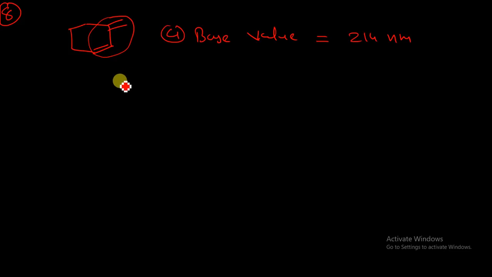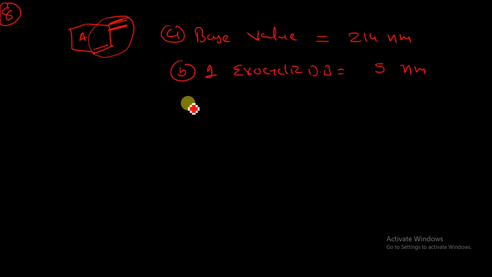The second thing you have to consider is the exocyclic double bond. So this is my ring. Here I have a double bond that is exocyclic to the ring. So I have to consider one exocyclic double bond. For each exocyclic double bond I have to add 5 nanometer. So I am adding 5 nanometer over here.